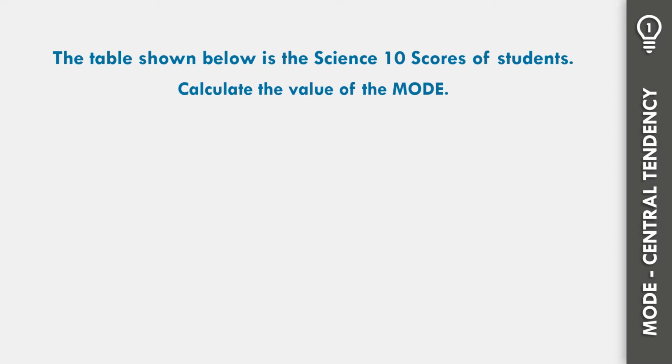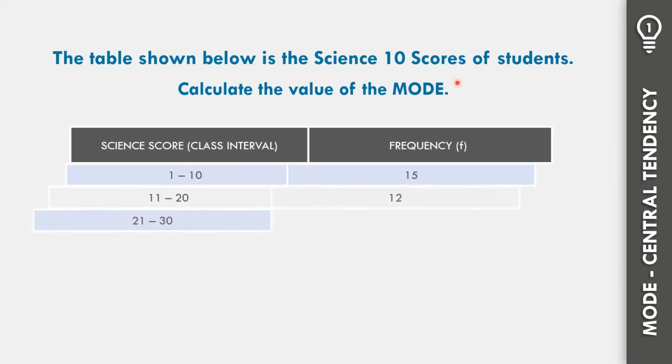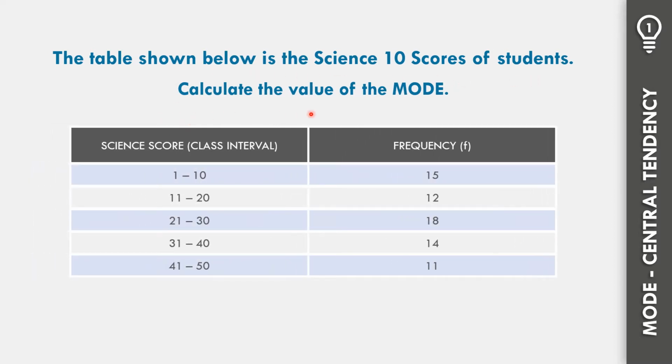In example number 1, the table shown below is the Science 10 scores of students. Let us calculate the value of the mode. For the science scores from 1 to 10, we have 15 students. From 11 to 20, 12 students. From 21 to 30, we have 18 students. From 31 to 40, we have 14 students. From 41 to 50, that is 11 students.